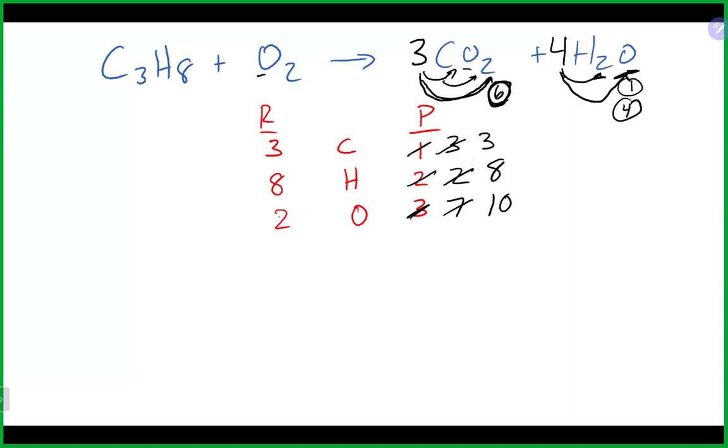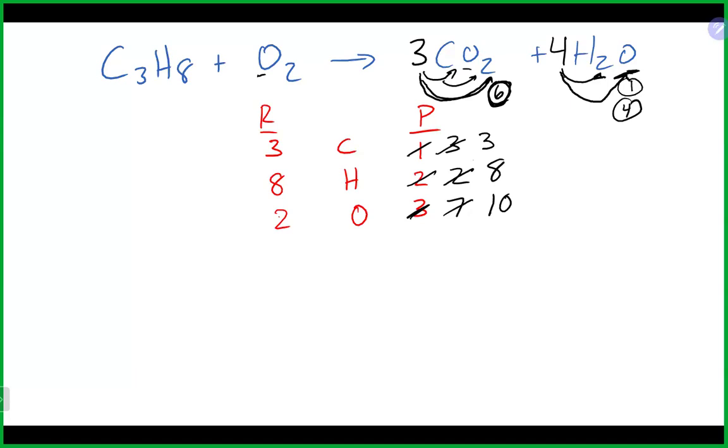This is why we want to really kind of save the oxygen for the end, because if we try to balance the oxygen in front, that's going to make it really hard to get the hydrogen and carbon balanced, because every time we play with the oxygen, we're going to change the hydrogen and carbon. So again, we want to kind of leave it for the end. The reason we want to leave it for the end is it should be quite easy to balance now, right?